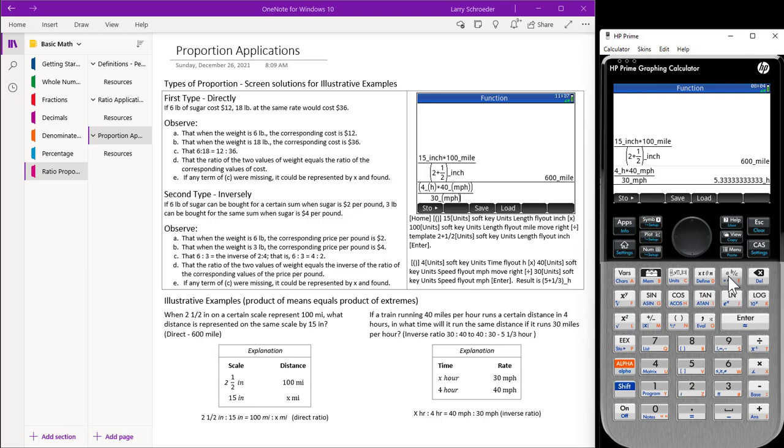Hit our ABC button and switch this to 5 1/3 hours. This ends our video on ratio and proportions.